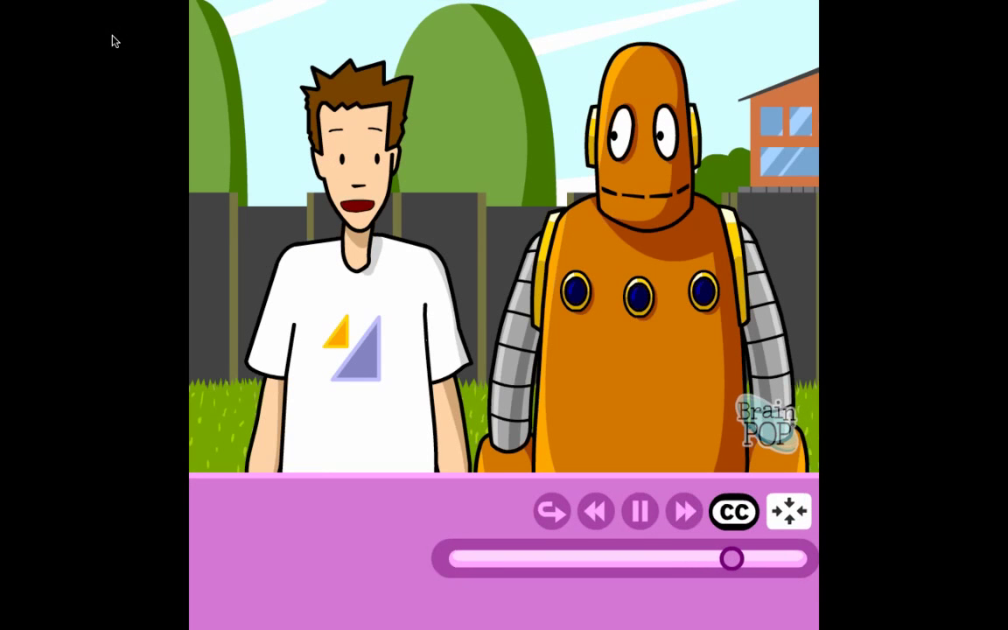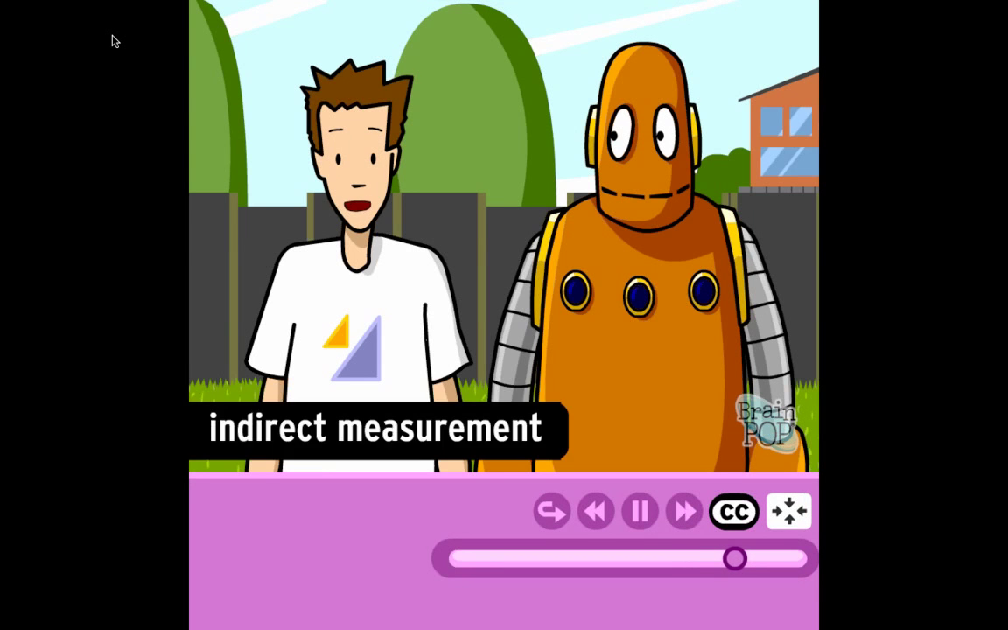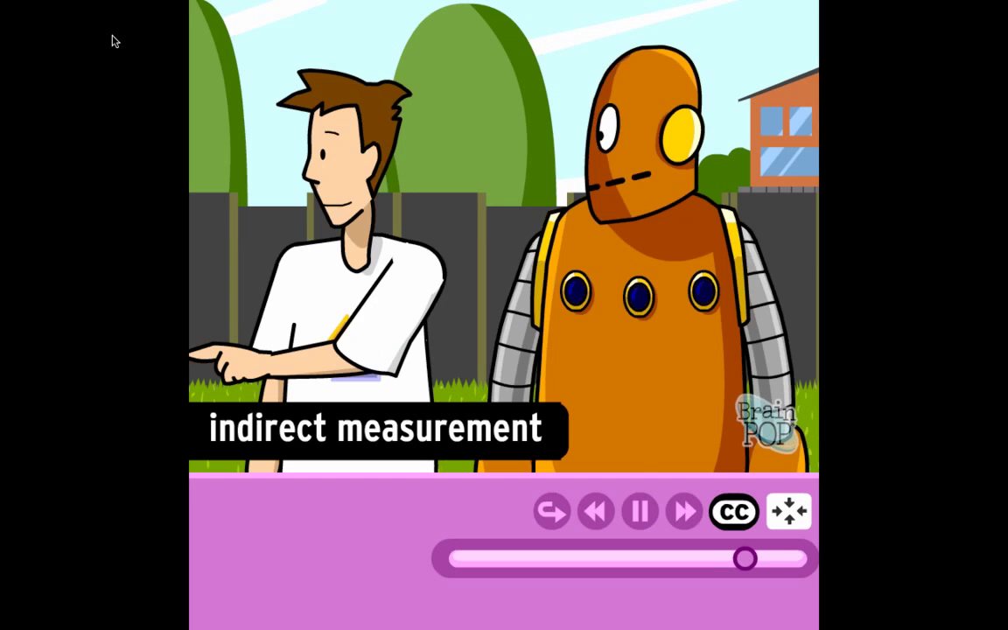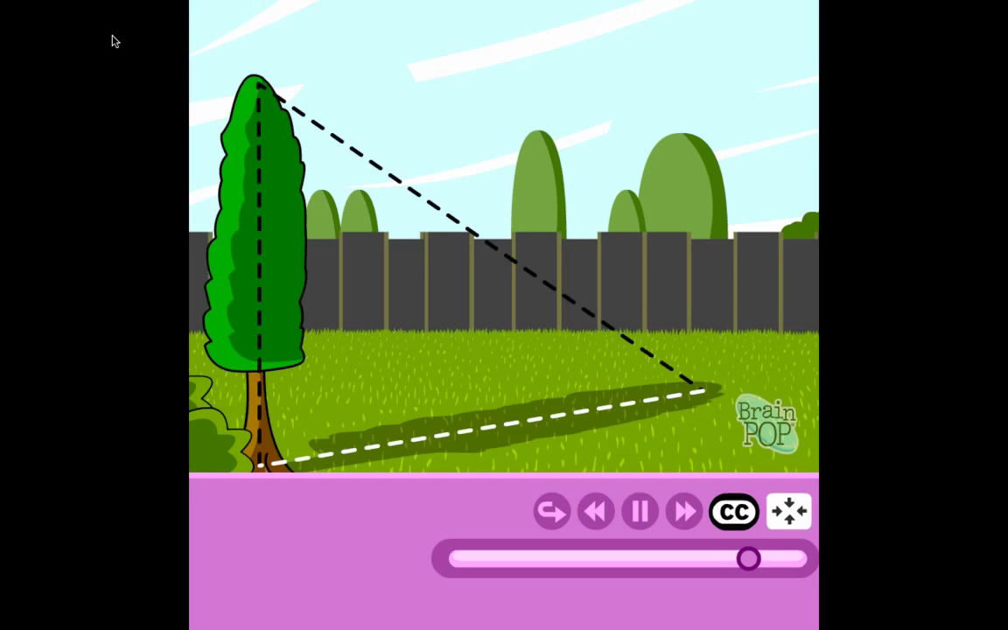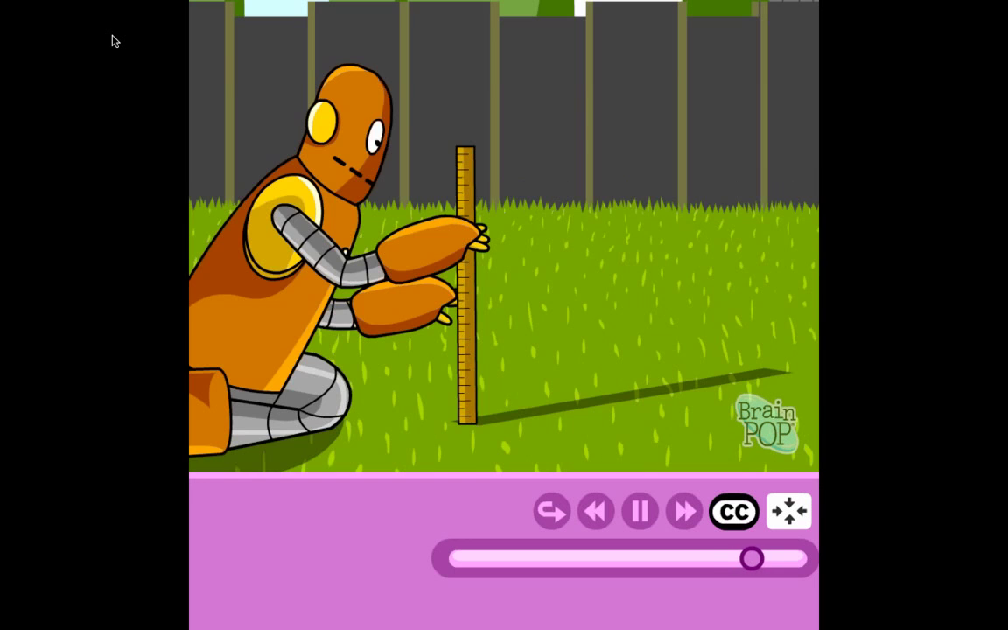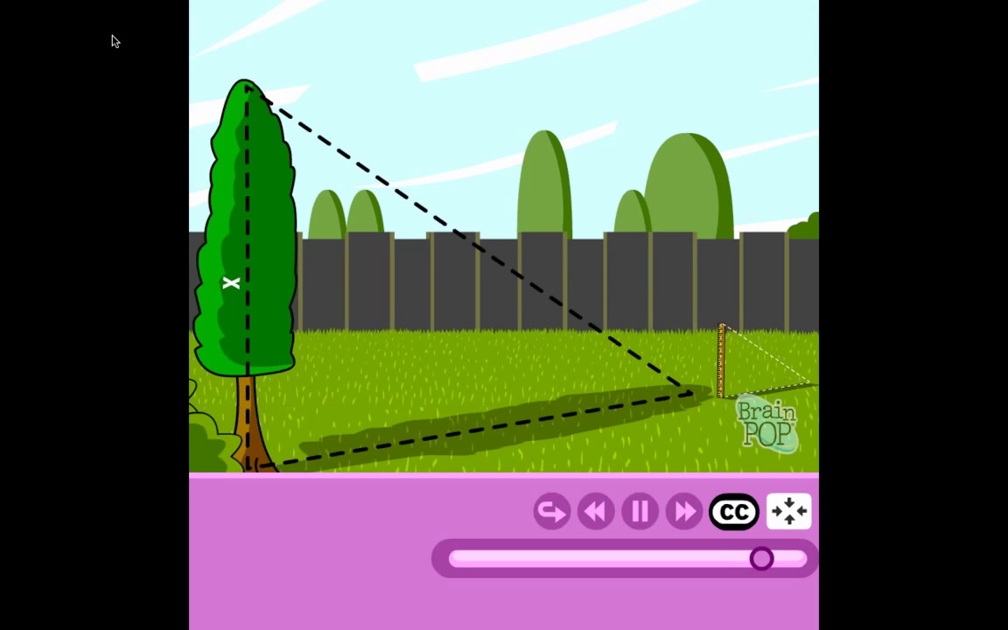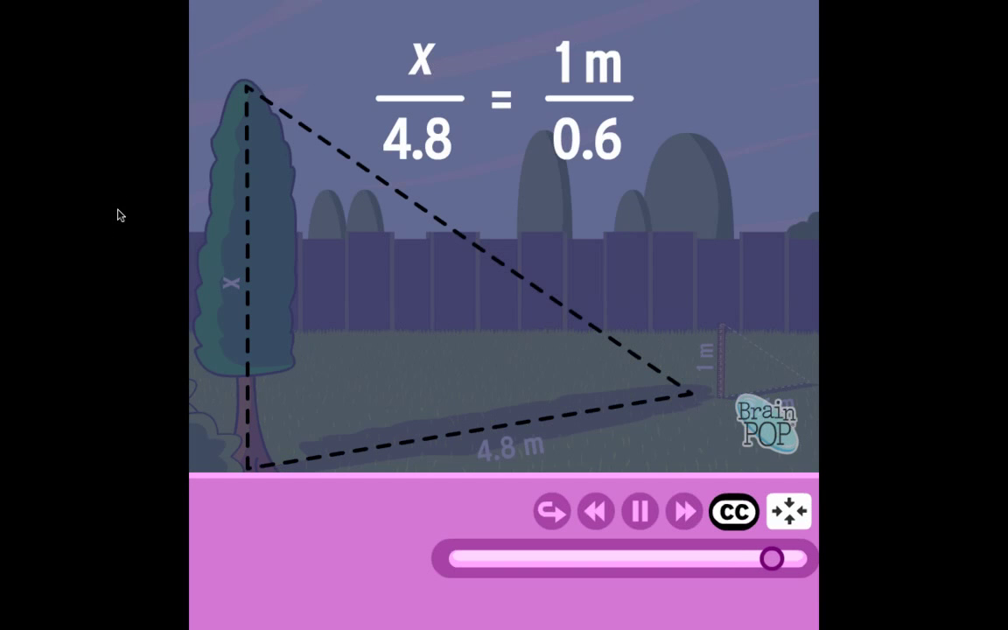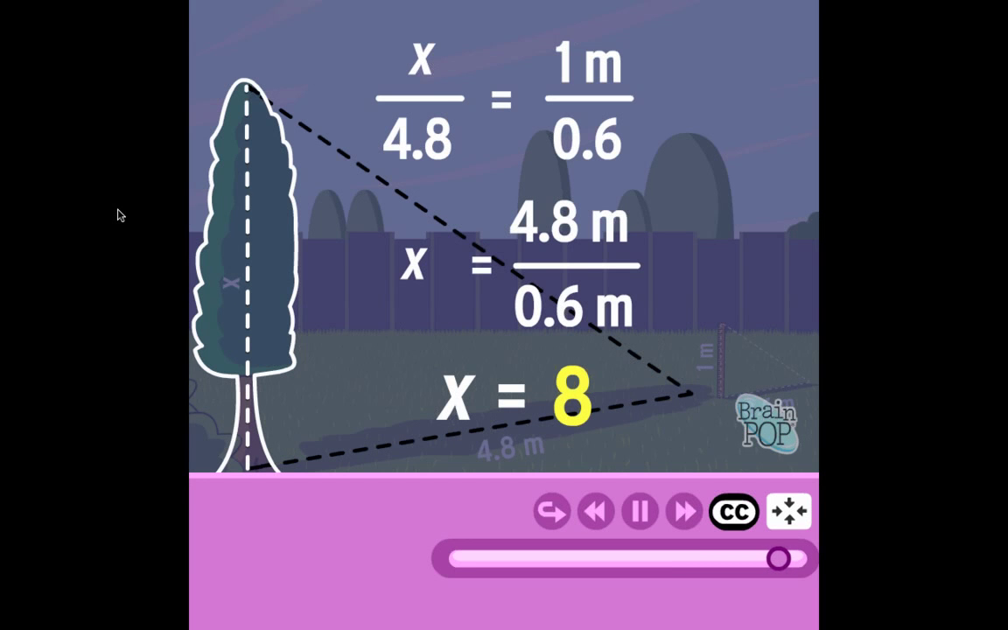Sure, there's plenty of things you can do with similar figures. One is called indirect measurement. That's a way to measure things that are way too big to measure directly, like how tall that tree is. See how the tree casts a shadow to make a triangle? Well, we can use a meter stick to create a similar shadow and triangle. We already know the length of the meter stick, 1 meter, and we can measure the length of both shadow lines on the ground. Now we make a ratio for the lengths we know and solve for x. The tree's 8 meters tall.